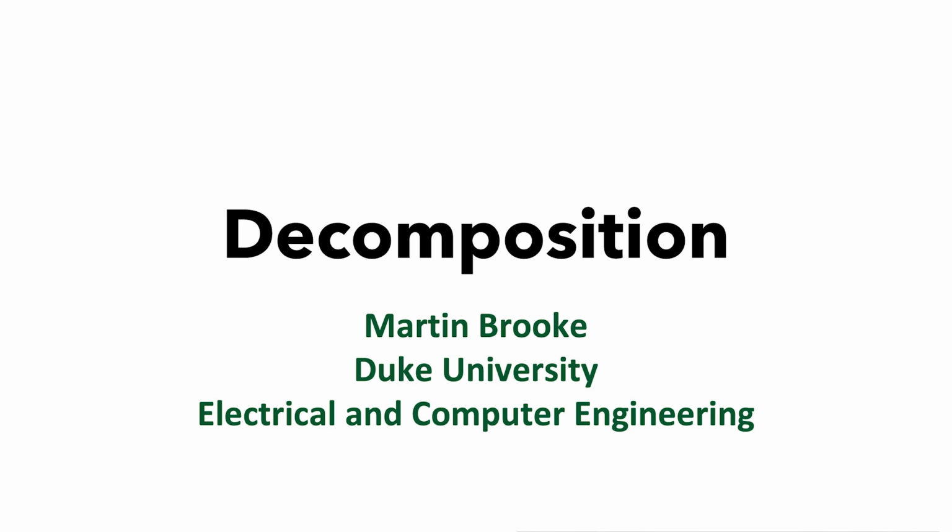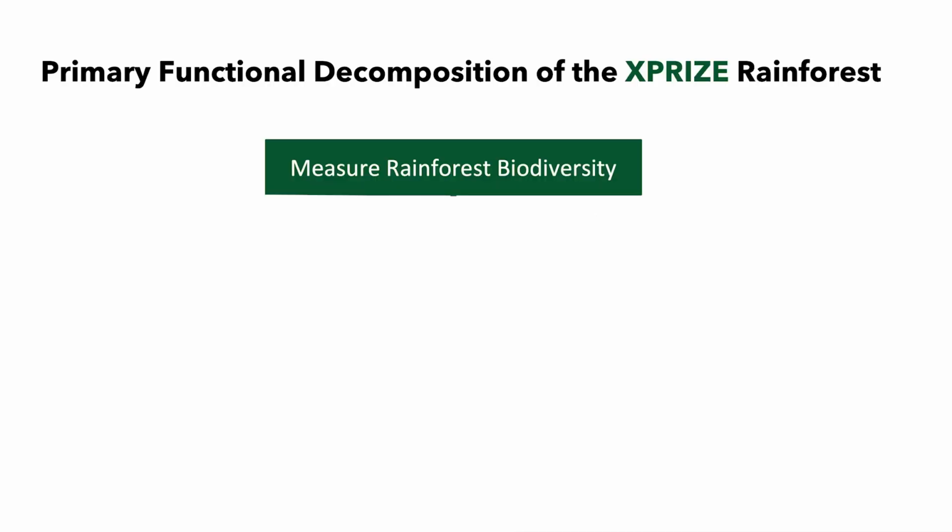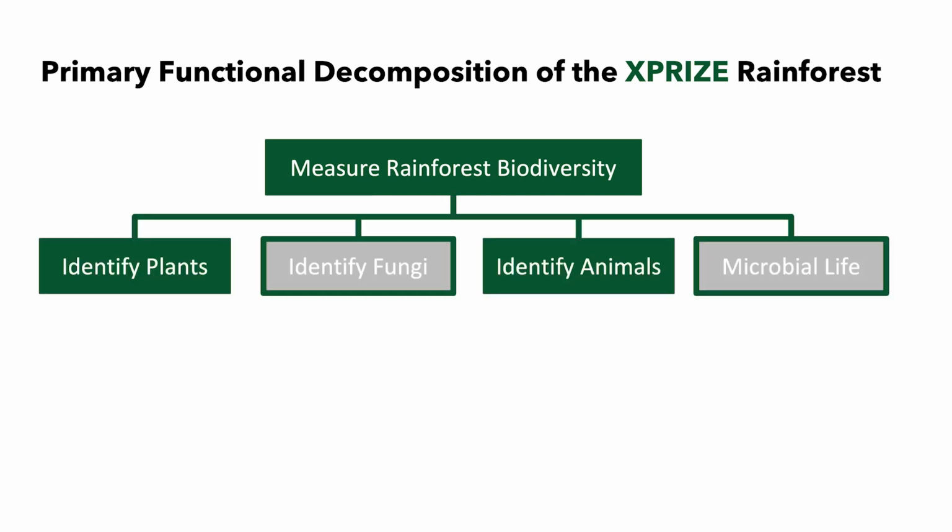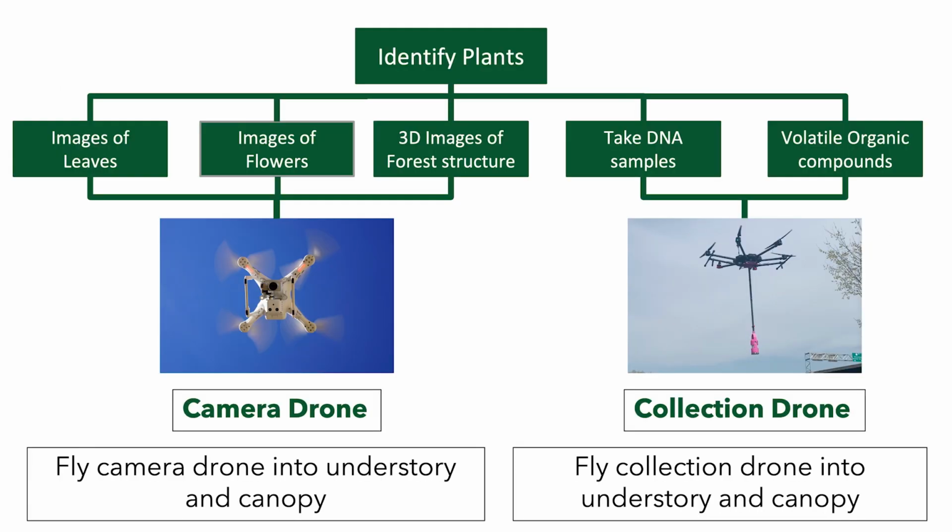This is the second in a series of presentations about project decomposition focusing on a large project example. We've been looking at the primary functional decomposition of the X Prize Rainforest competition. After early needs finding interviews and some reading, we saw that there were four main types of biodiversity to study in rainforests. We used competition criteria to narrow down the scope. And earlier, we broke the identify plant problem down into a couple of seemingly doable subtasks.